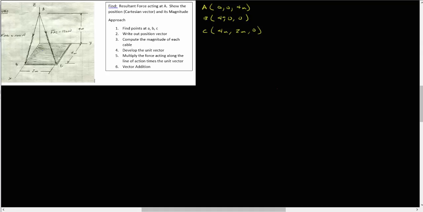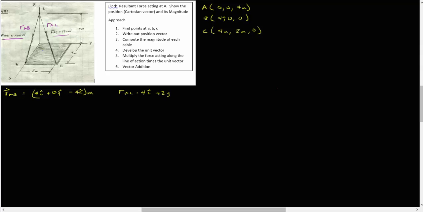So I'm going to come down here and write out my position vectors. I'm going to call them RAB and RAC. Also given, force AB is 100 newtons and force AC is 120 newtons. That was also given on your diagram here. So RAB is going to be 4I minus 0J, or plus 0J, right? Minus 4K meters.